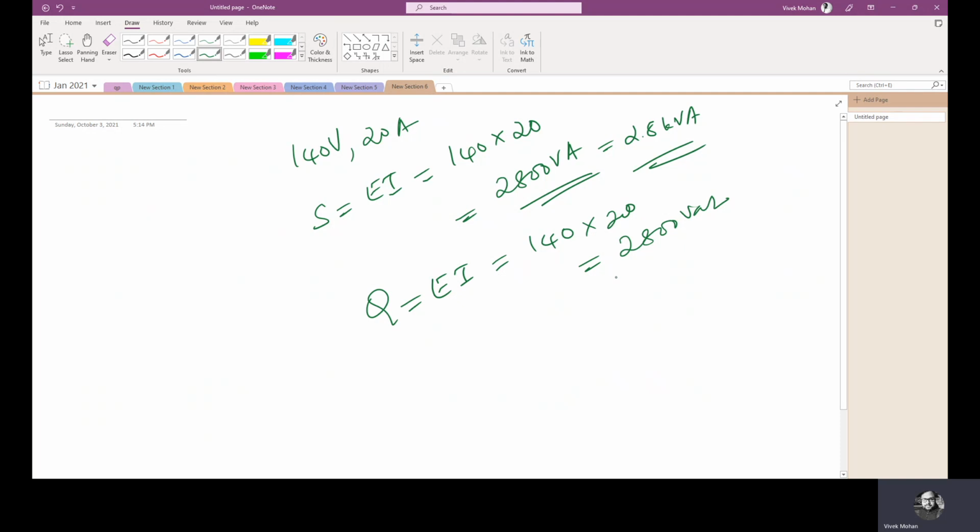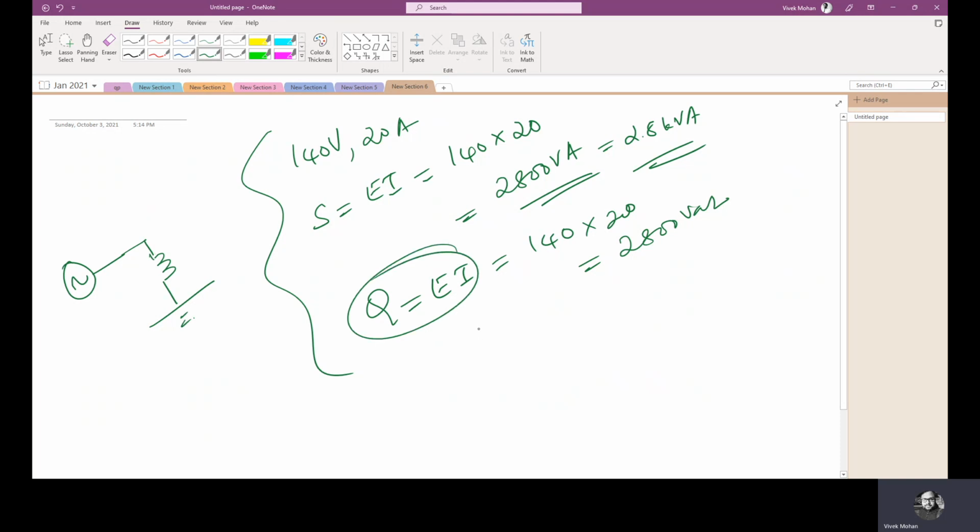Here's one more. See, if the source is connected to a pure inductor, we assume that it is connected to a pure inductor. In that case, you can take Q equals E into I. So 140 into 20, which is 2800 VAR, which is 2.8 kVAR.